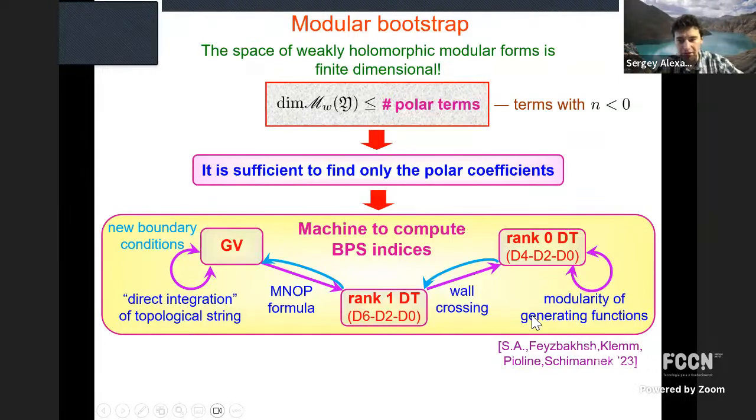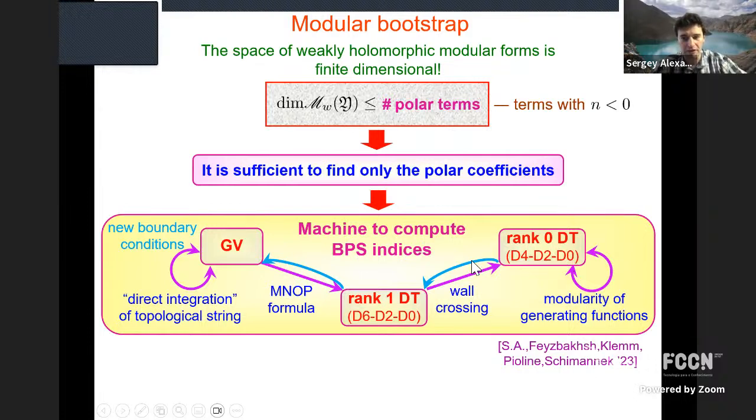And then Sheshmani-Alexandrov-Feyzbakhsh derived some nice wall-crossing relations which allow us to compute our rank 0 DT invariants from these rank 1 DT invariants. Following this procedure, we managed to compute all polar coefficients for several compact Calabi-Yau threefolds. And this way we get precise expressions for the generating functions of our rank 0 DT invariants.